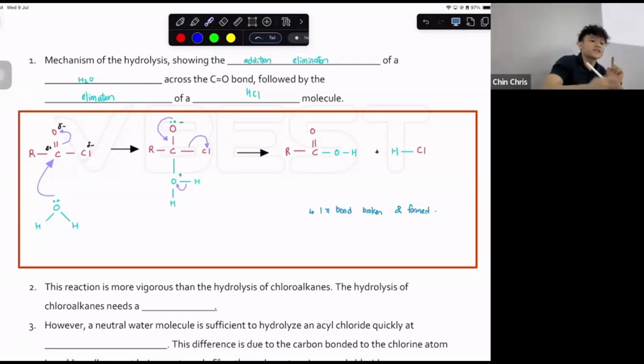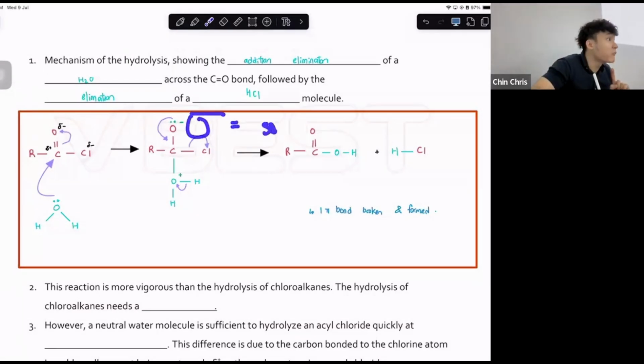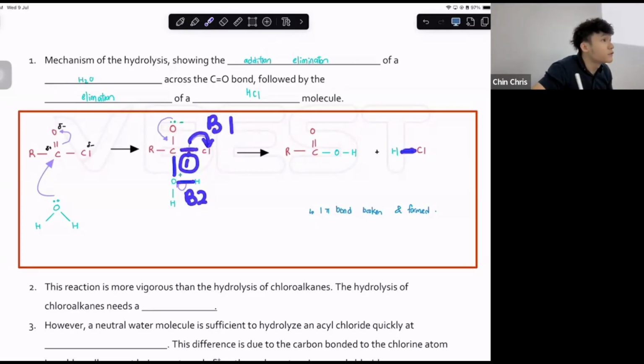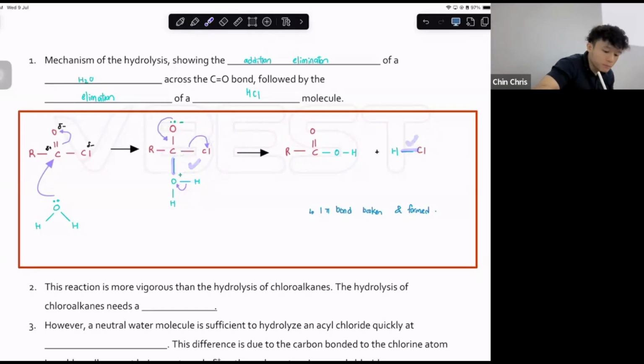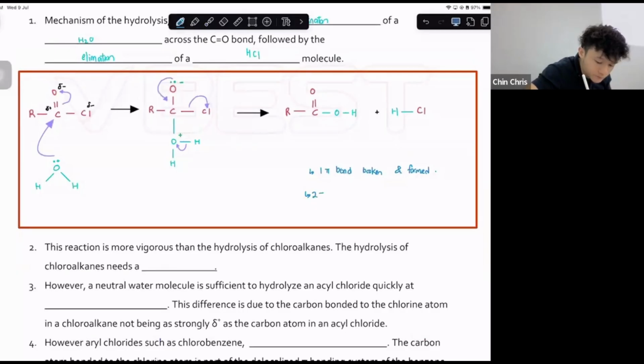What is a sigma bond? A sigma bond is a single bond, right? Now, when the electrons go here, the first sigma bond is formed. This is the first one. Do you see that this sigma bond is being broken? Broken 1, broken 2. The last sigma bond is formed here. Form 2. One more time, you see? Form, broken. So in addition elimination, 2 sigma bonds are broken and formed.